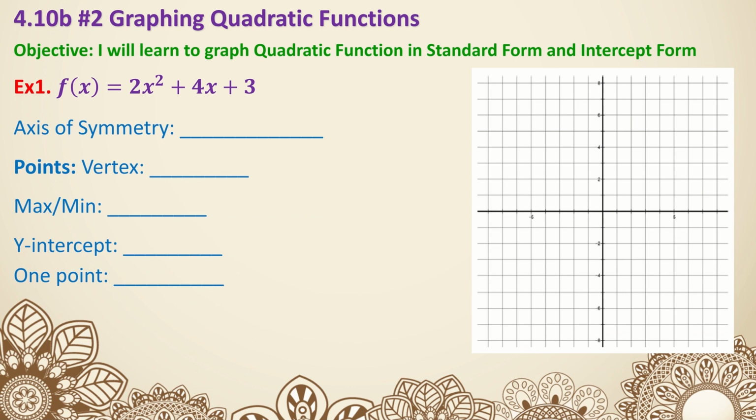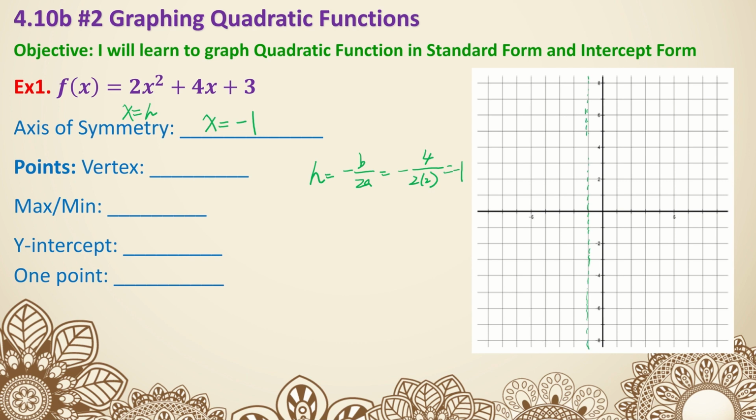Number 1, axis of symmetry. Well, in the previous lesson, we have talked about the axis of symmetry being basically x equals h, because the vertex is on the axis of symmetry. So we're going to find h first. Negative b over 2a. Our b is a 4. Our a is a 2, so multiply with a 2. That is negative 1. Which means our axis of symmetry is x equals negative 1. So let's draw the axis of symmetry first.